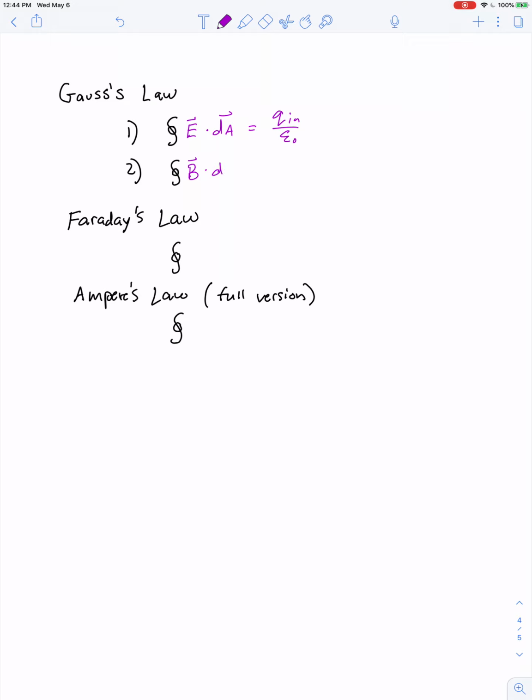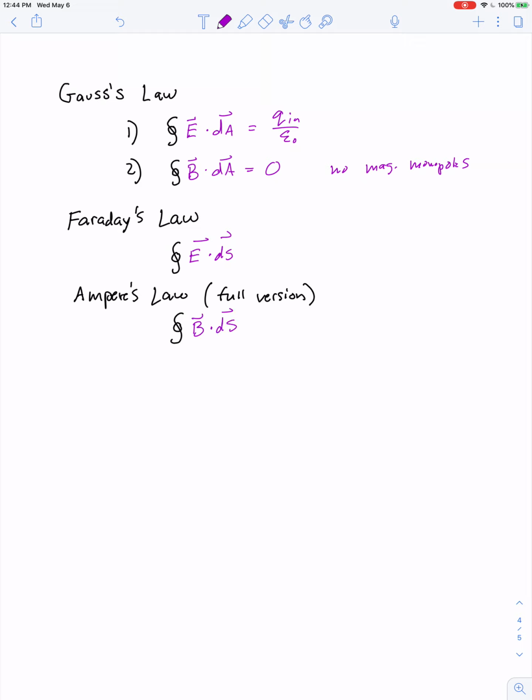The full surface integral of B dA must be equal to 0 because there are no magnetic monopoles. So for every bit of outward flux, there's always an equivalent amount of inward flux to cancel it out. So we have integral of E dA and the integral of B dA. Faraday's law is a closed loop integral of E ds. So what remains? Ampere's law is a closed loop integral of B dot ds.